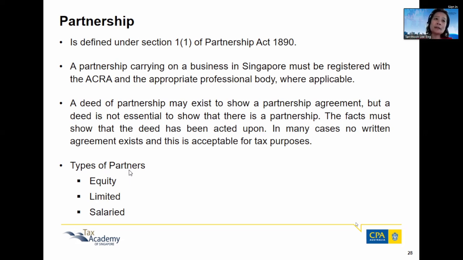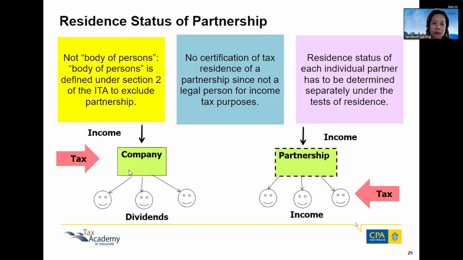And for salary partner, they are usually like employee. They could be even under a contract of service. That means they are getting a salary just like any other employee. Okay, next. Resident status. Just now we touched on resident status of individual. Serene already explained that we look at Section 2 of the Income Tax Act.